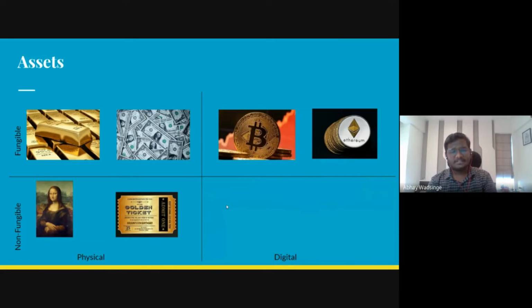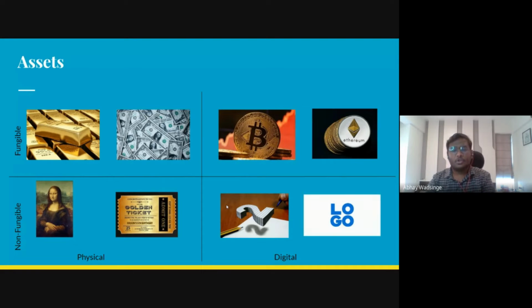Now, these things, the painting of Mona Lisa, the golden ticket, which is 1 in 100 or anything, come in the physical aspects. Then comes the digital work. In digital works comes the 3D art, the logo, or any other things which are digital. It can be music, it can be an audio file of a celebrity or anything. These digital things come into the non-fungible items.